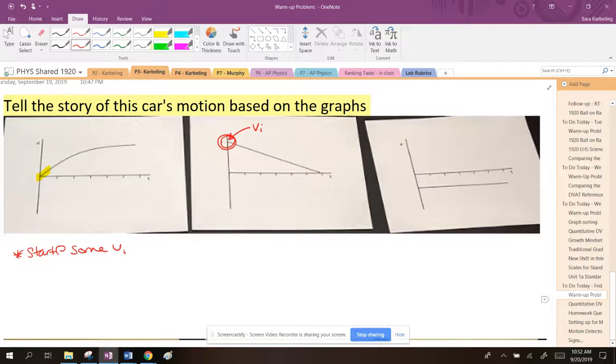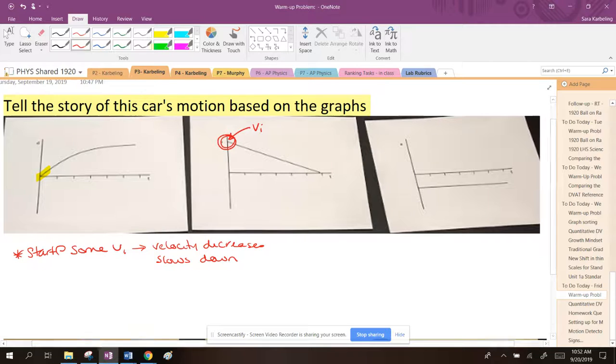All right. So if you draw those graphs, then you can notice that there's an initial velocity here. And then we see that velocity is decreasing. So it starts off with some VI, and then the velocity decreases. A less technical way to say that would be that the car does what? It slows down. Yeah. Indeed it does. All right.